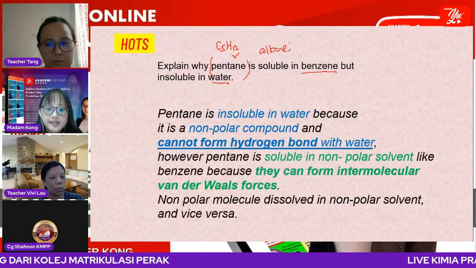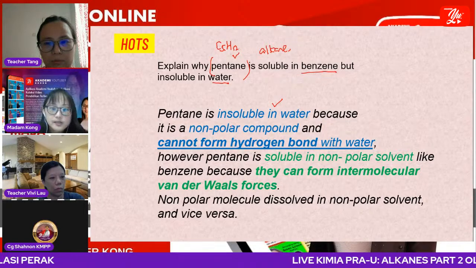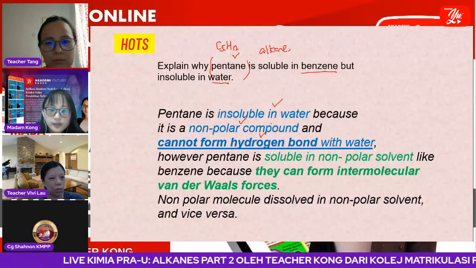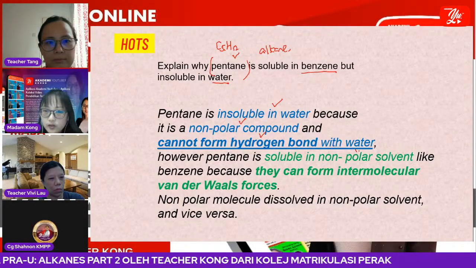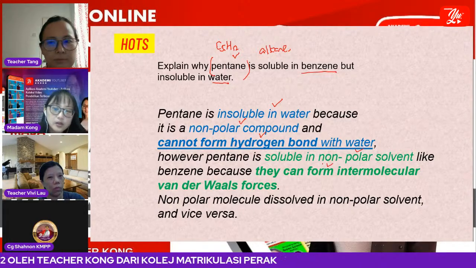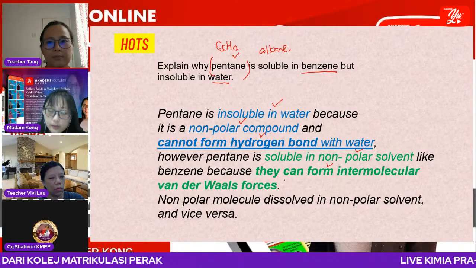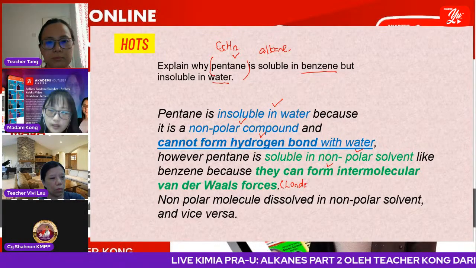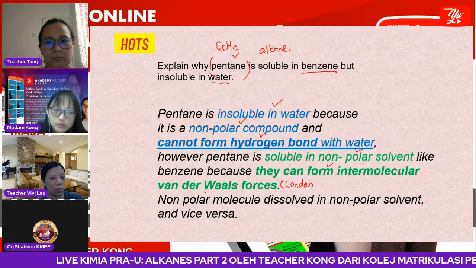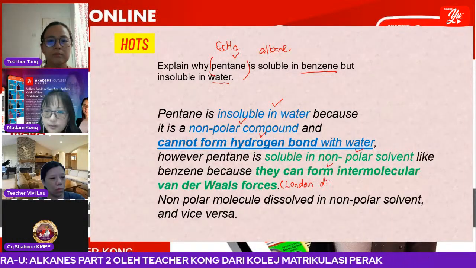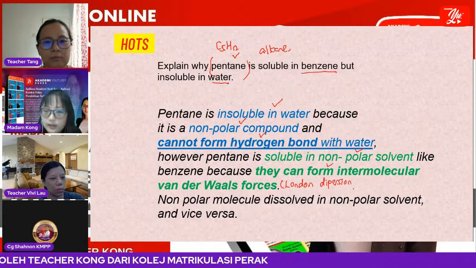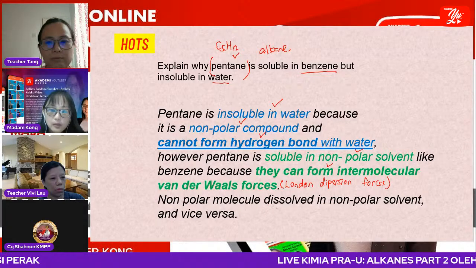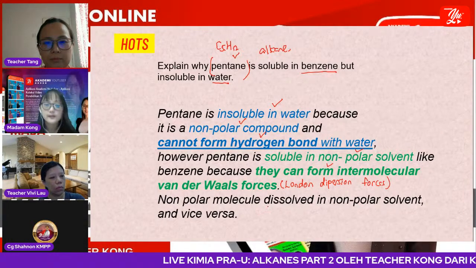Pentane is insoluble in water because it is non-polar compound, so it cannot form hydrogen bond with water. However, pentane is soluble in non-polar solvent. Why? Because they can form intermolecular van der Waals forces. Sometimes the question is quite specific and you must mention London dispersion forces. So I encourage you to write down intermolecular van der Waals forces, and then in brackets London dispersion forces. You write down two times, it's okay, because London dispersion forces is under van der Waals forces. So non-polar molecule dissolves in non-polar solvent and vice versa.